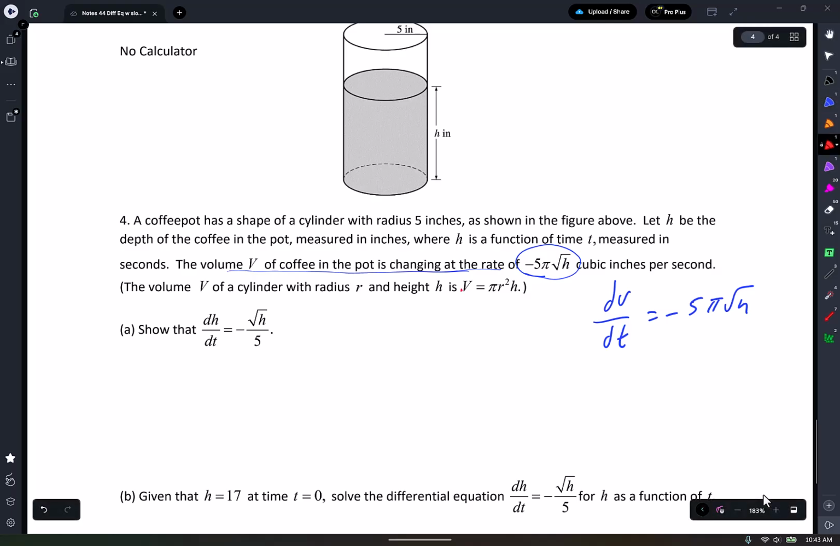They told us that volume is pi r squared h. They don't have to, but they did. They're probably going to give you this equation, and they said, show that dh/dt equals -square root of h over 5. And you're probably looking at it like, man, how am I going to do that? Well, look, they gave you what volume is.